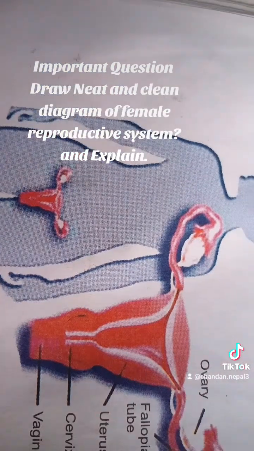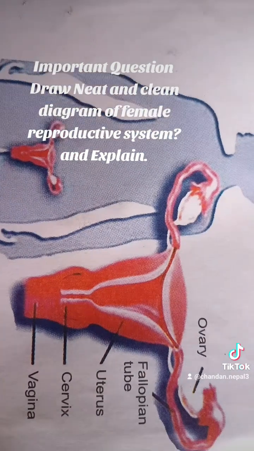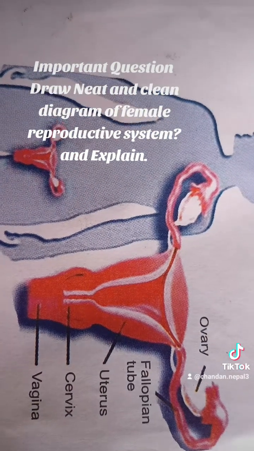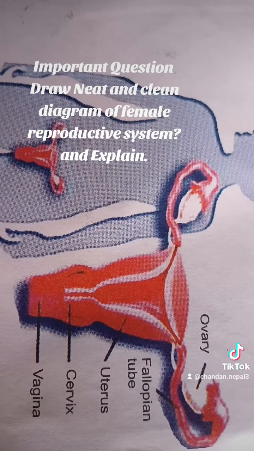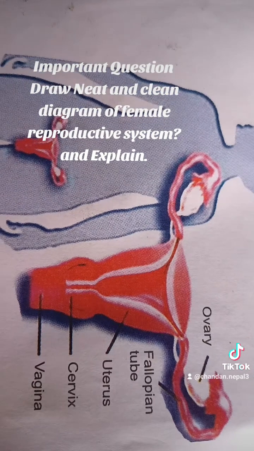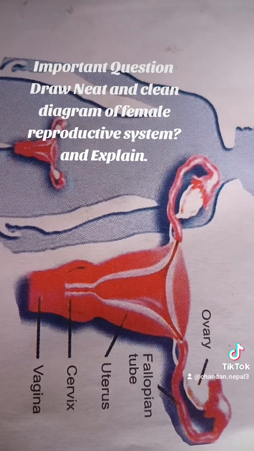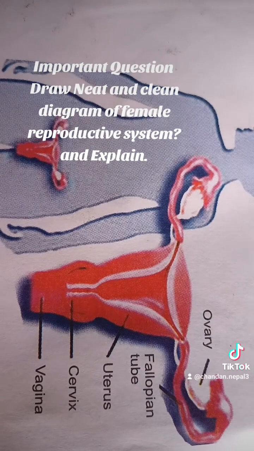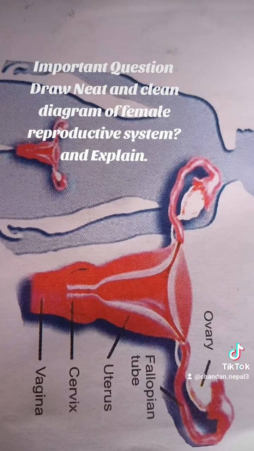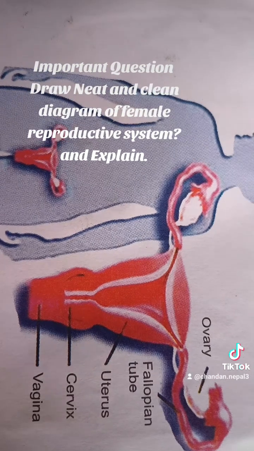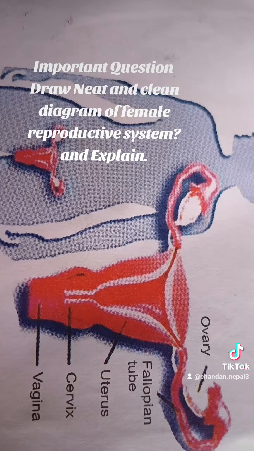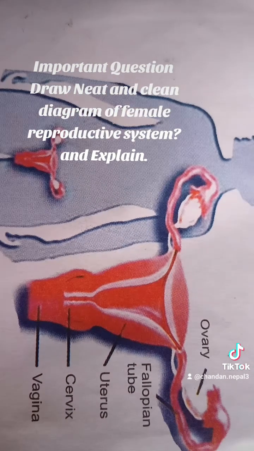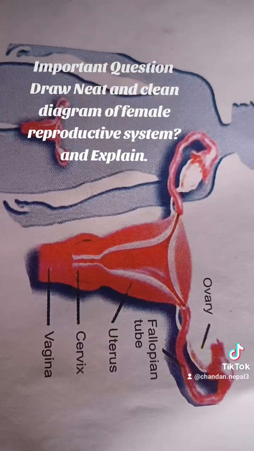Now we are also going to explain about the cervix. The cervix is an interior opening of the uterus. It is the narrow neck and remains closed due to its grip. The cervix connects the uterus to the vagina. And the last part is the vagina.